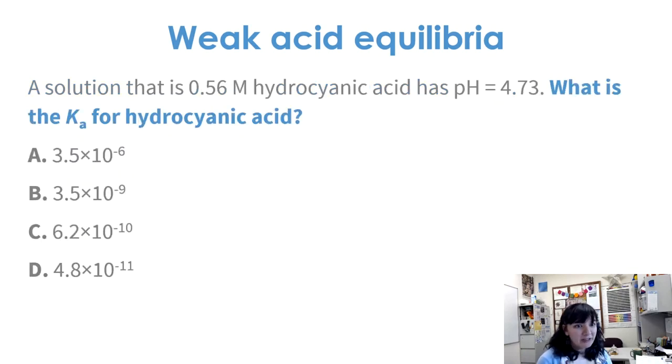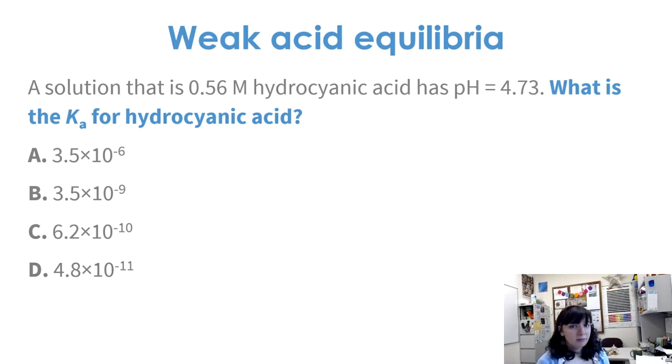Now here I have another example, this time looking at hydrocyanic acid. Let's say that I have a solution that is 0.56 molar in hydrocyanic acid, and I measure the pH of it, and I find that that's equal to 4.73. So here I want us to work backward. I want to know what the acid dissociation constant Ka is for hydrocyanic acid. So I have a few different options right here. You can think how you might work backwards in this case, trying to solve for the Ka.